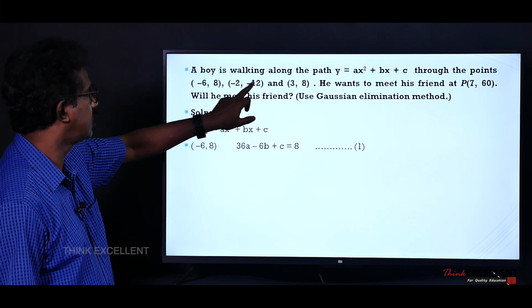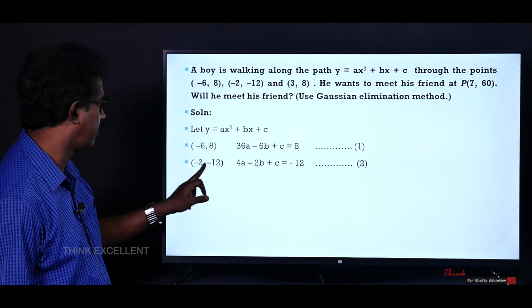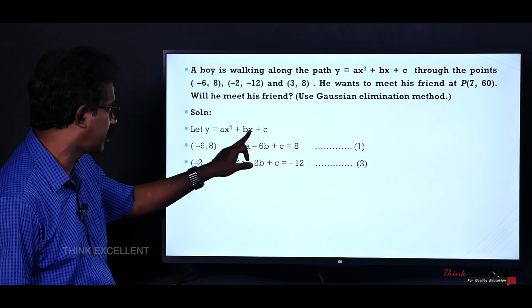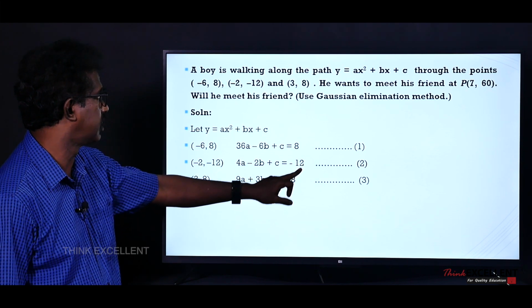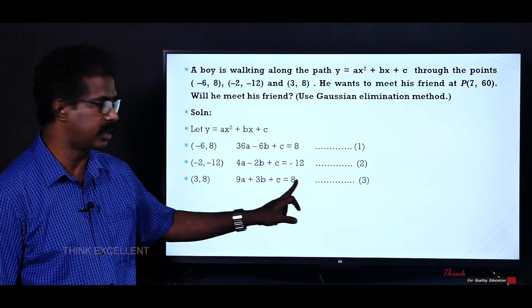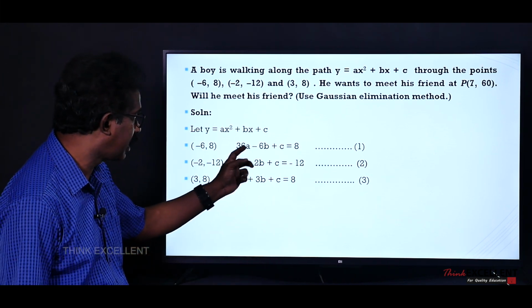Second point, minus 2, minus 12. It passes through minus 2, minus 12. Wherever x comes you put minus 2 and y you put minus 12. You will get the second equation. Third equation, 3, 8. You will get the third equation. Three equations, you got it like the previous question. Here also the unknowns are a, b, c.